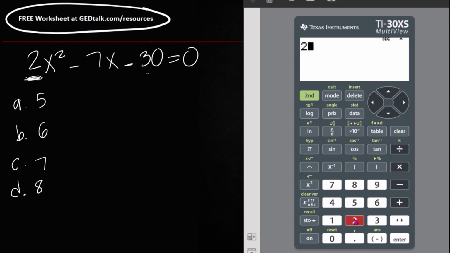So the next one is 2, open parentheses, 6 squared, close parentheses, minus 7, open parentheses, 6, close parentheses, minus 30. Hit enter, and I get 0. And folks, that's going to be my answer. That's what I was looking for, what value from my answer choice options is going to give me 0. And we figured that out, and it's B, which is 6.